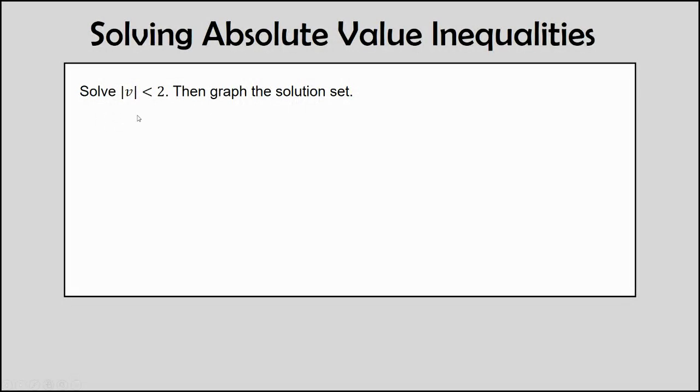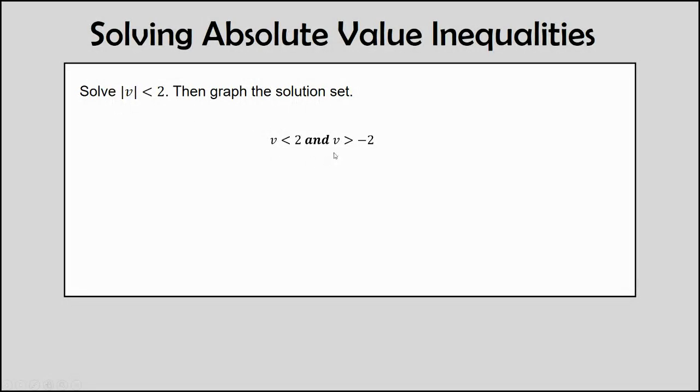So this one says solve the absolute value of v is less than 2 and then graph the solution set. Okay, all right, less than 2 means it's less than 2 units from zero. When it's less than, we're using and. Okay, and the way we do this is we're going to take this original inequality that involves absolute value.